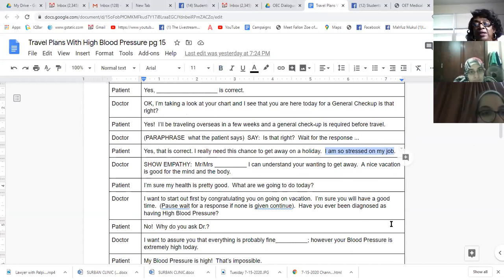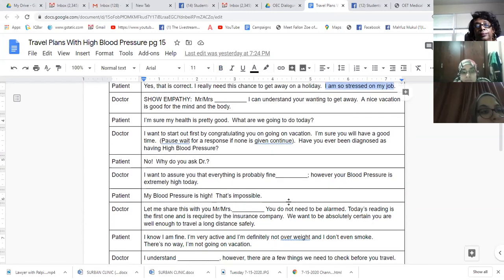I'm sure my health is pretty good. I'm only here because the insurance company said I had to come. What are we going to do today? I want to start out first by congratulating you on going on vacation. I'm sure you will have a good time. Have you ever been diagnosed as having high blood pressure? No. Why do you ask, doctor? I want to assure you that everything is probably fine, Priscilla. However, your blood pressure is extremely high today.